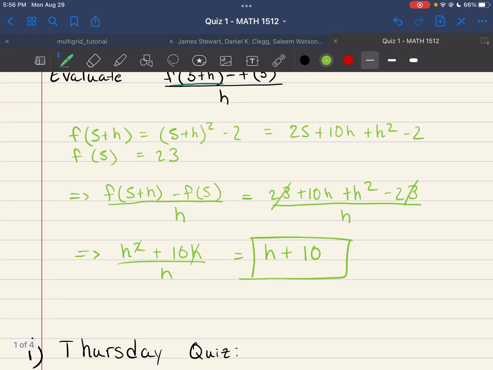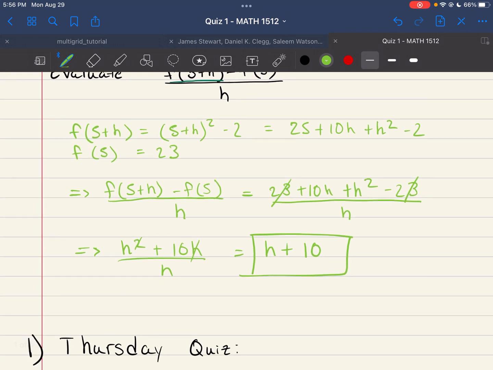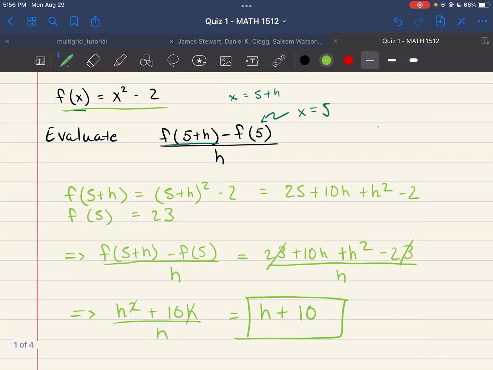So the first thing we want to do is find our function f of x at those two x values we care about. Those two x values are x equals 5 plus h and x equals 5. If we evaluate at x equals 5 plus h, substituting in 5 plus h everywhere we see x, we get the quantity 5 plus h squared minus 2, which is 23 plus 10h plus h squared.